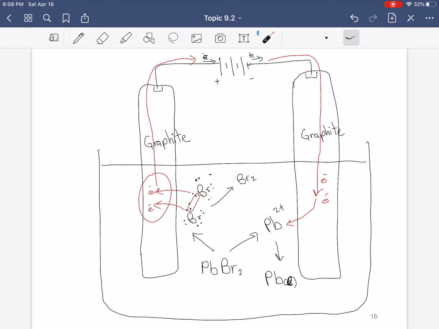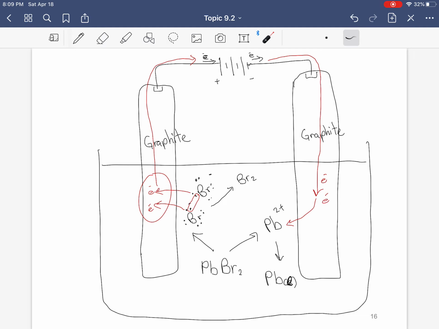The electrolysis here is breaking apart PbBr2, because PbBr2 doesn't break apart spontaneously. In fact, it rarely breaks apart. Okay, you want to break this apart? Supply some energy, and that's how you would do it.